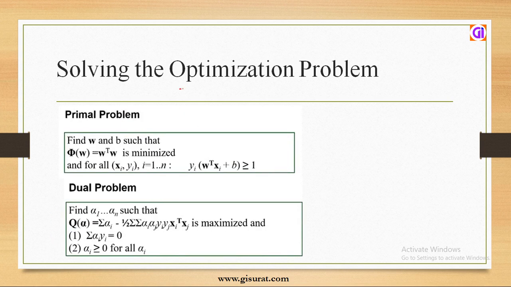Let me just try to solve this. Okay, that's our optimization problem. So we want to just find out w and b. That is the main concern. And for that, we want to minimize this thing, w into w.